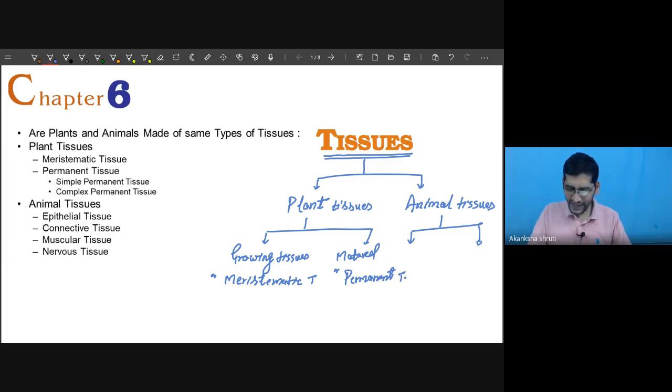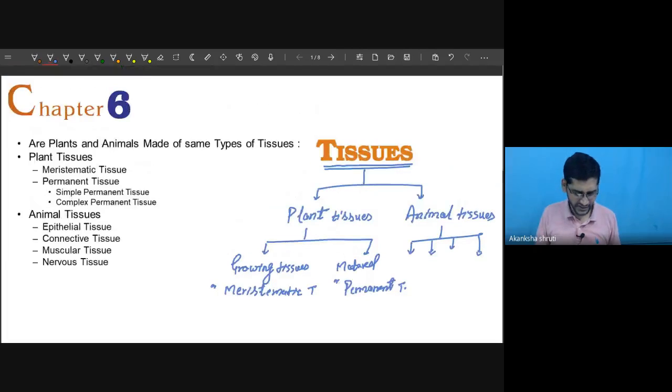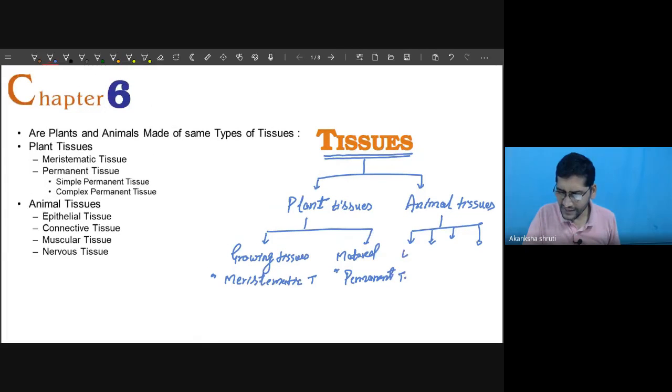Now coming to animals, there are broadly four kinds of tissues. So this is what we have to learn in this chapter. One is called epithelial tissue in animals, another one is connective tissue, another one is muscular tissue, and the last one is nervous tissue.